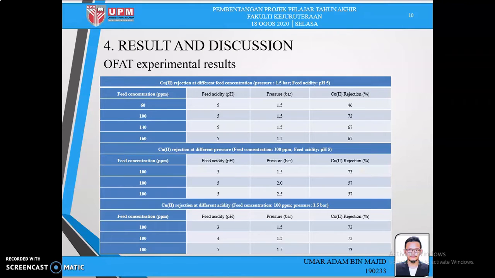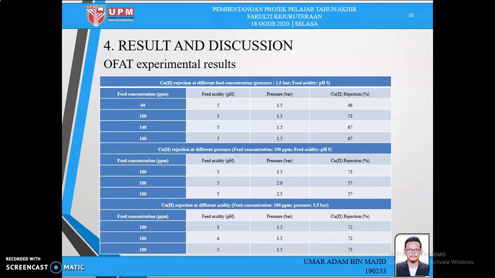Next up is the result and discussion. This is for the one-factor experimental result. Based on the experimental design, the rejection has no increment between 140 and 160 ppm, where it's constant at 67% rejection, but the maximum rejection is at 100 ppm with 73% rejection.